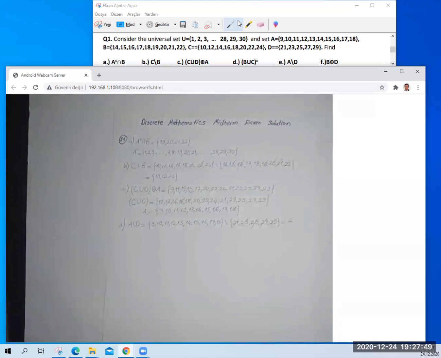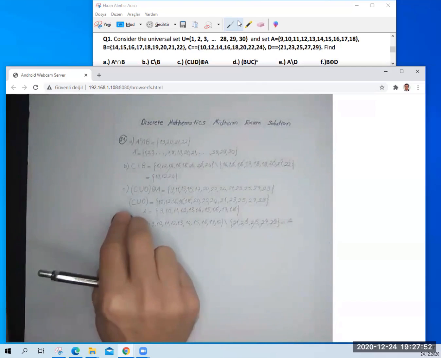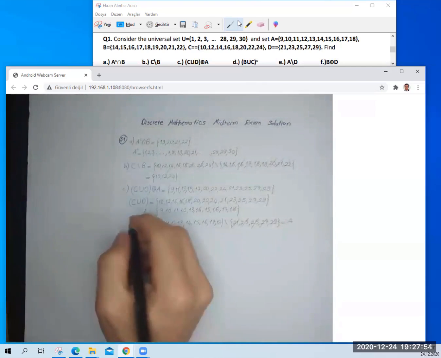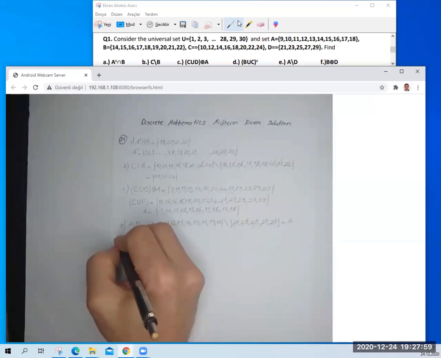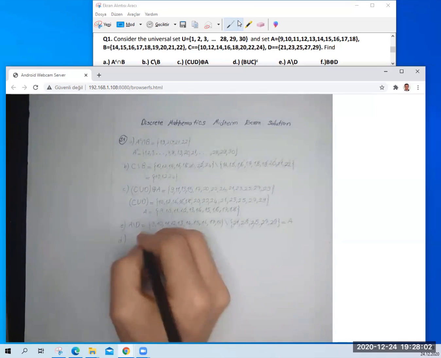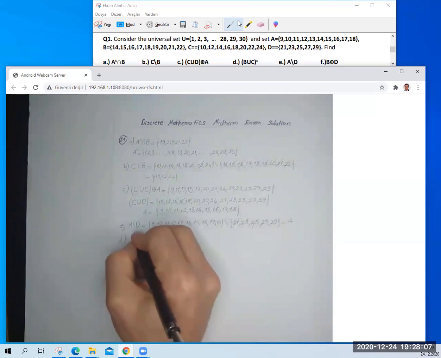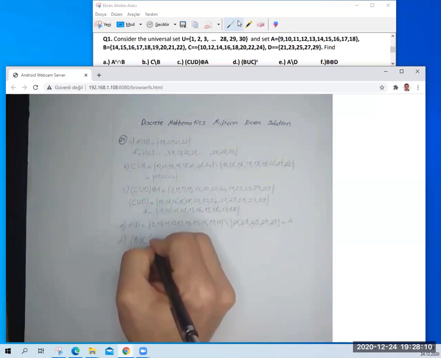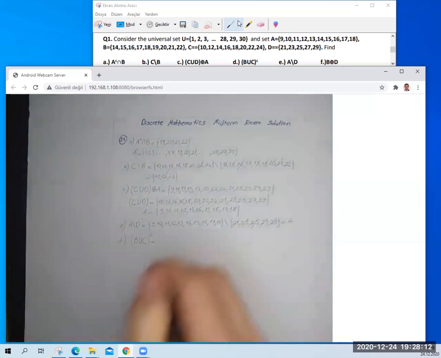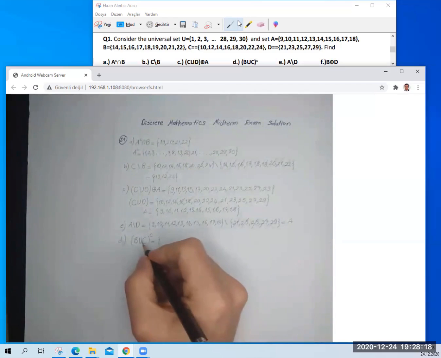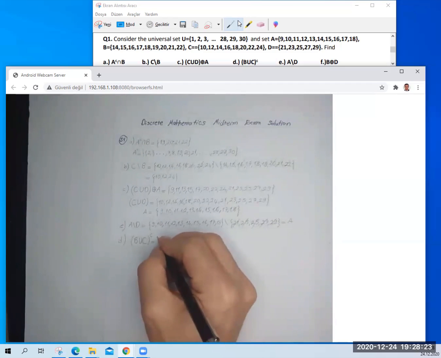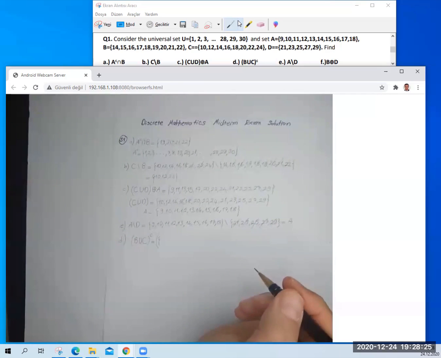Oh, I jumped to D. This is the E. So let's write the D here. Okay, D. I will write B union C as a complement, and let's write the B and C set here, and then I will take the complement of that set.